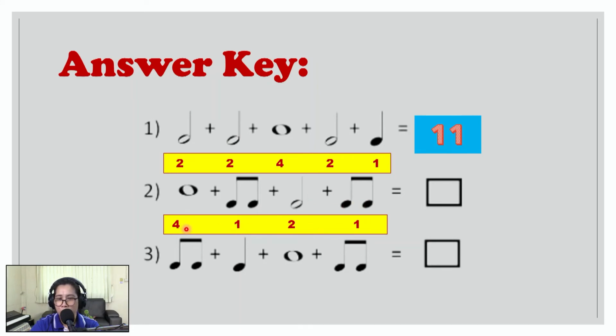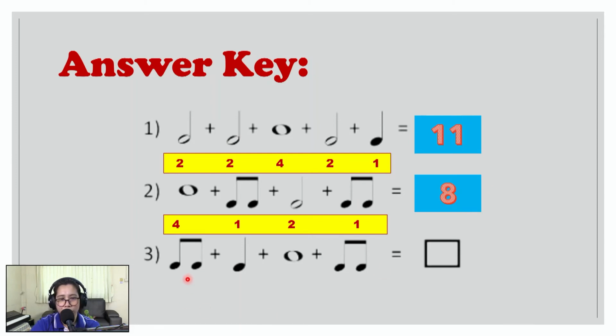So you have to solve this. Add this together. 4 plus 1 plus 2 plus 1 is equal to, what's your answer? I'm giving you 5 seconds. 1, 2, 3, 4, 5. Answer. The answer is 8.